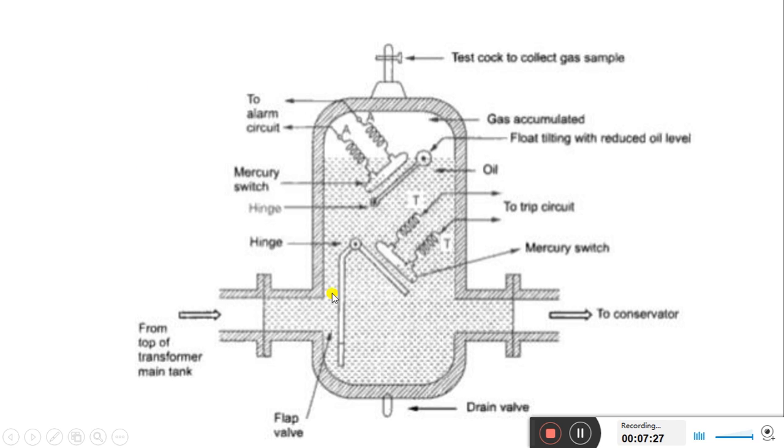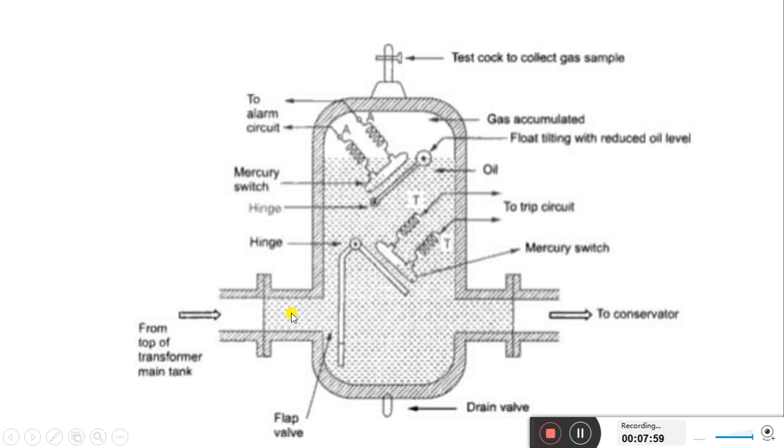This I have shown here, that this is the lower part of the mercury switch, which is also attached with a flap valve here, this one, and this valve is located in between the transformer main tank and the conservator side. So this is the path from where the oil enters and goes toward the conservator. In between, this flap valve is there.